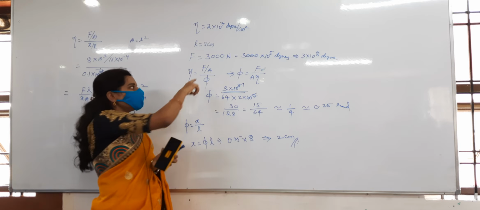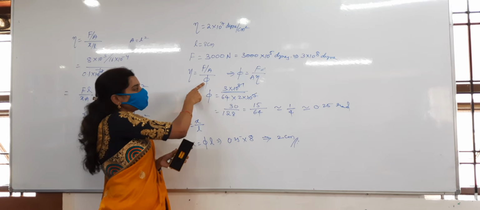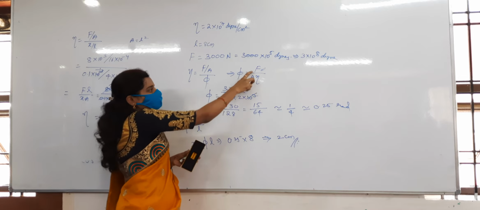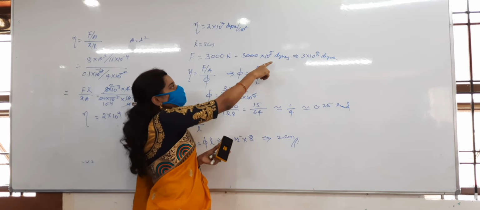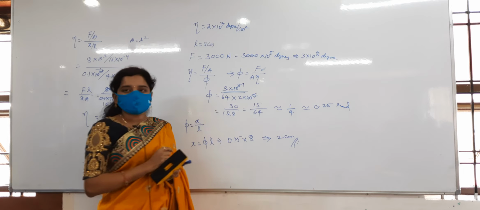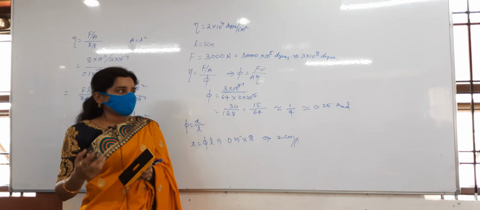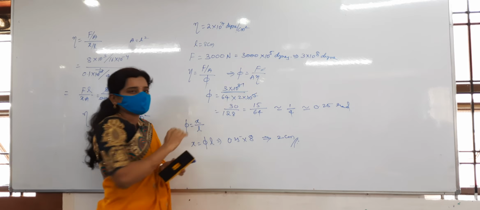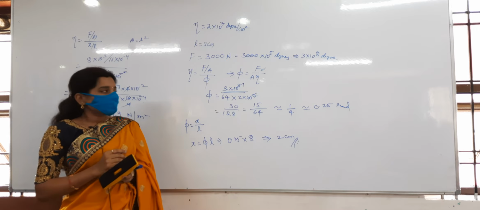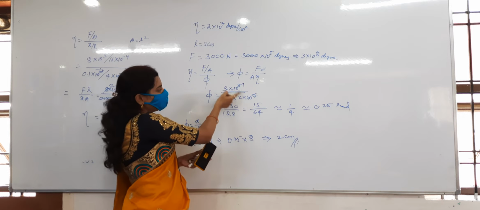So force by area, we know every value, so phi is equal to F by A into eta. Force I have converted into dynes. Why? Because everything is in CGS only here. Otherwise, if you are not comfortable with that, you can convert this into newtons and this into meters. There is no problem in that. Whenever I convert like that, it will cancel easily.